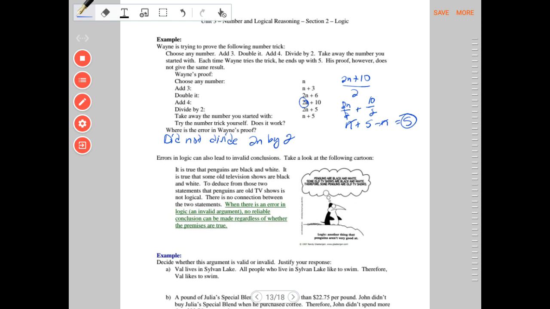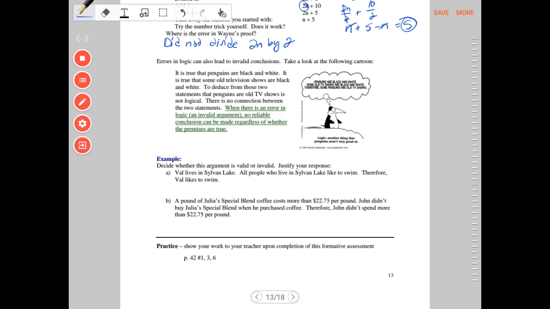It is true that penguins are black and white. It is also true that some old television shows are black and white. To deduce from the two statements that penguins are old TV shows is not logical. There is no connection between the statements. When there is an error in logic, it is an invalid argument, and no reliable conclusion can be made regardless of whether the premises are true. Let's look at these examples.